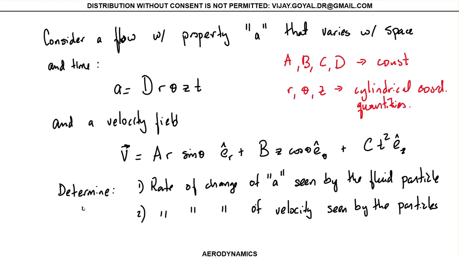And what you are asked in the problem is to find the rate of change of A seen by the fluid particle of the flow, and also find the rate of change of the velocity seen by the particles. So you can pause and write all this down. So let's get started.